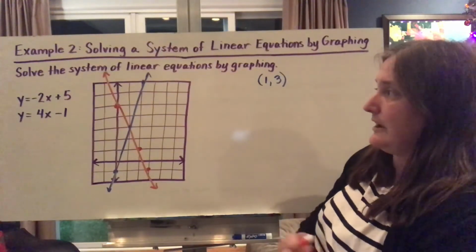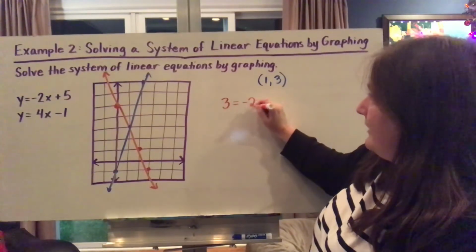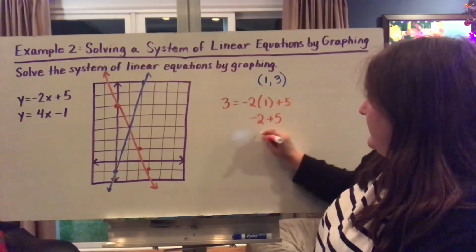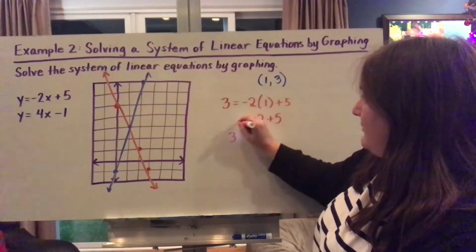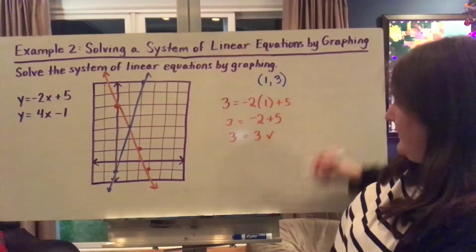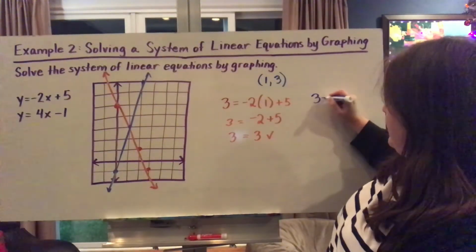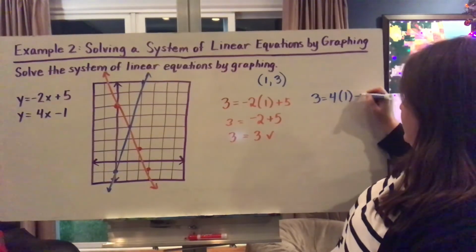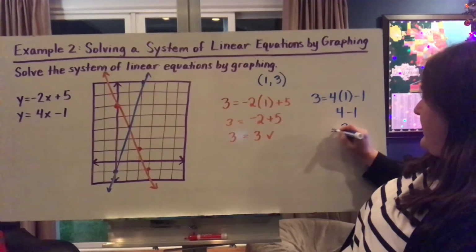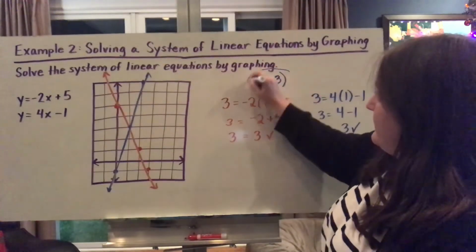Our first equation was y equals negative 2x plus 5. So I'm going to substitute in 3 for y and 1 for x. So I get negative 2 plus 5, which gives me 3, and that is the solution I want. So it looks like it works for my first equation. Now we're going to try the second equation. So 3 for y, 4 times 1 minus 1. So 4 times 1 is 4, minus 1 is 3, and it works out for my second equation. So my solution in this case is (1, 3).